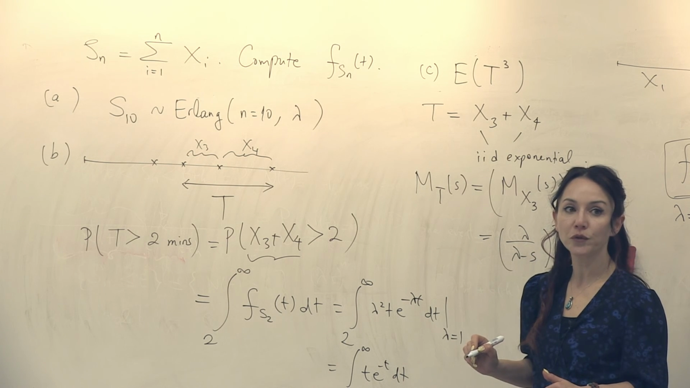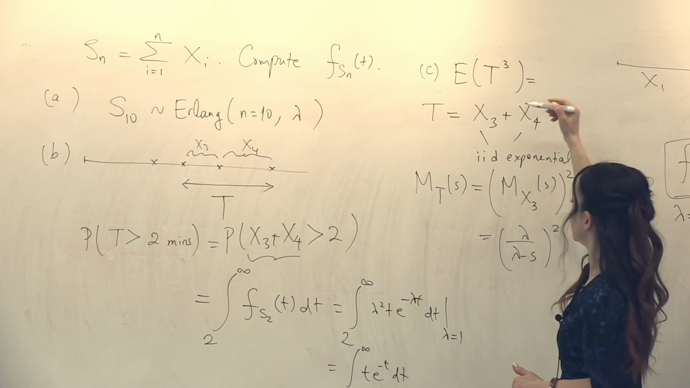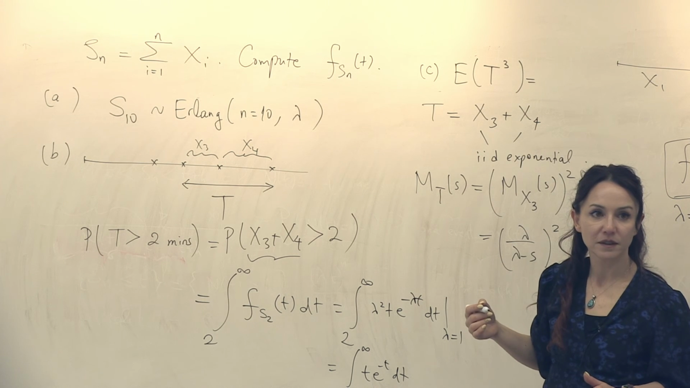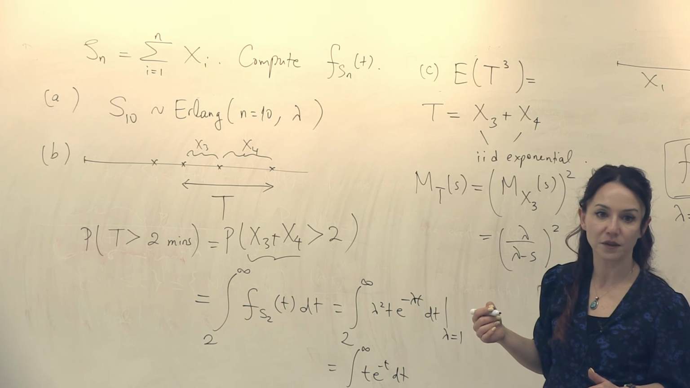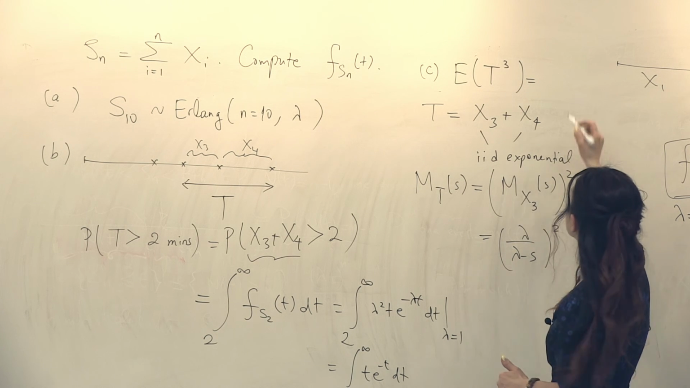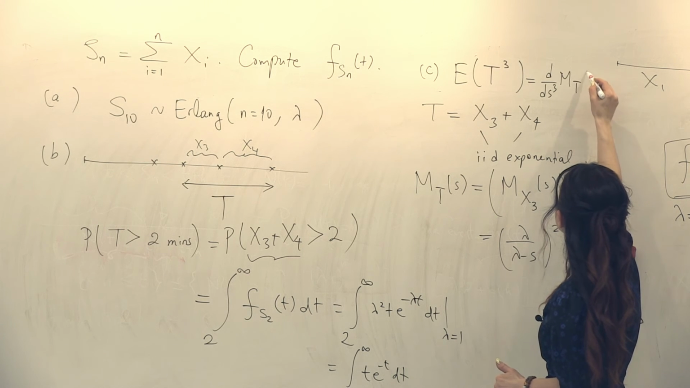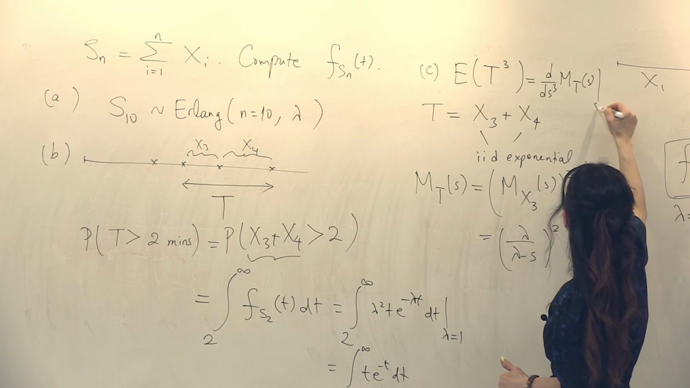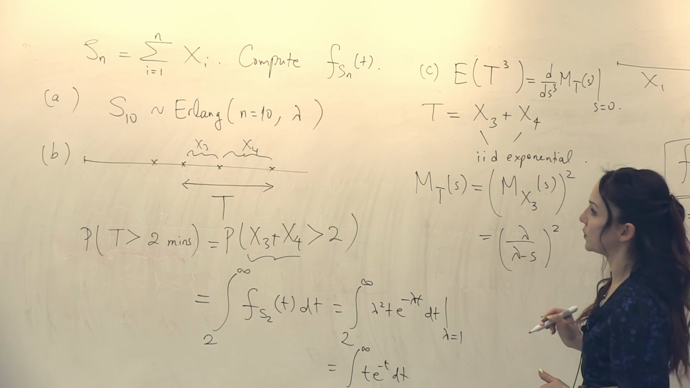And how do you compute the third moment? Differentiate the moment generating function 3 times and evaluate it at 0. Right? So d by ds cubed of M_T(s), evaluated at s equals 0. And you can easily do this.